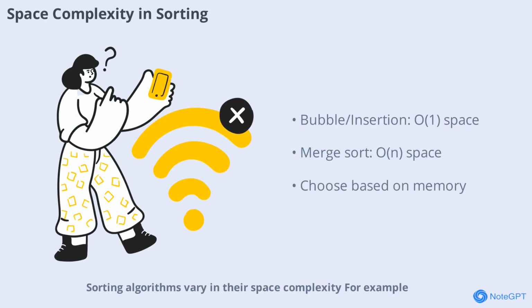Sorting algorithms vary in their space complexity. For example, bubble sort and insertion sort are in-place algorithms with O(1) auxiliary space. Merge sort, on the other hand, requires O(n) extra space for merging. Choosing the right sorting algorithm depends on both speed and memory requirements.